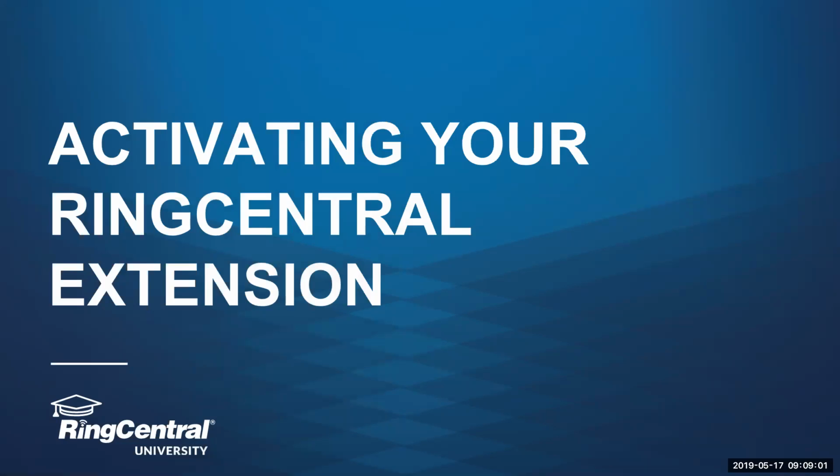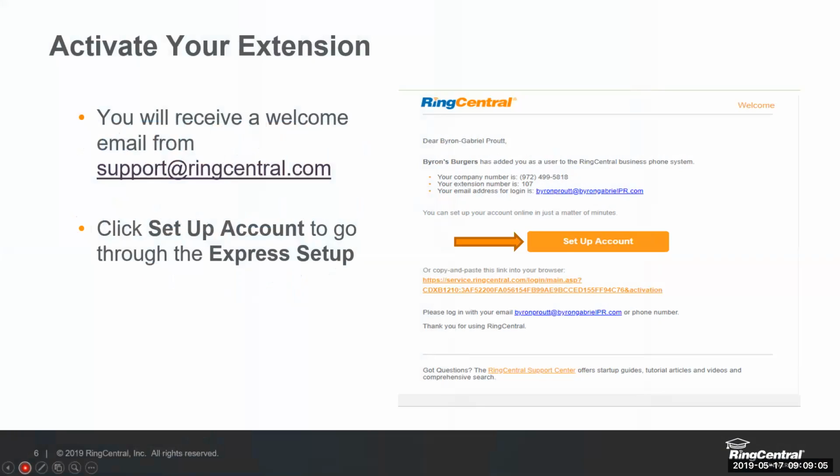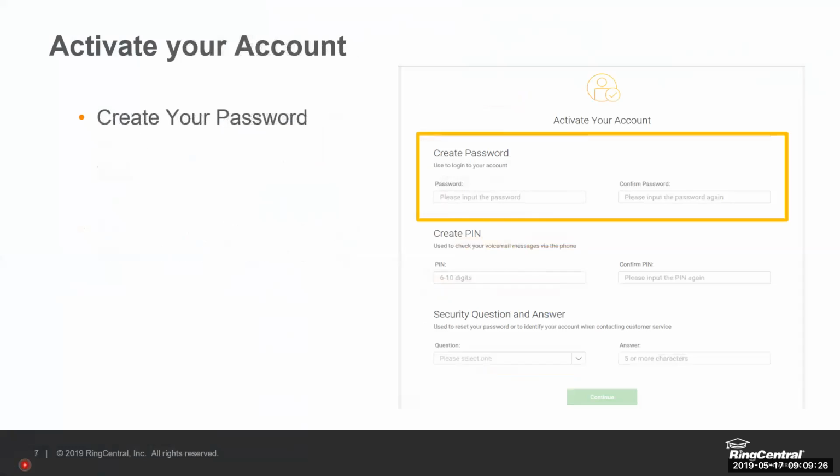Now, first off, you will receive this activation email, as Amber mentioned, and here you'll see this big, can't-miss-it button to set up your account. You'll receive the welcome email from support@ringcentral.com. Then you'll see this set up account button. You want to click there, which will take you to the next part.